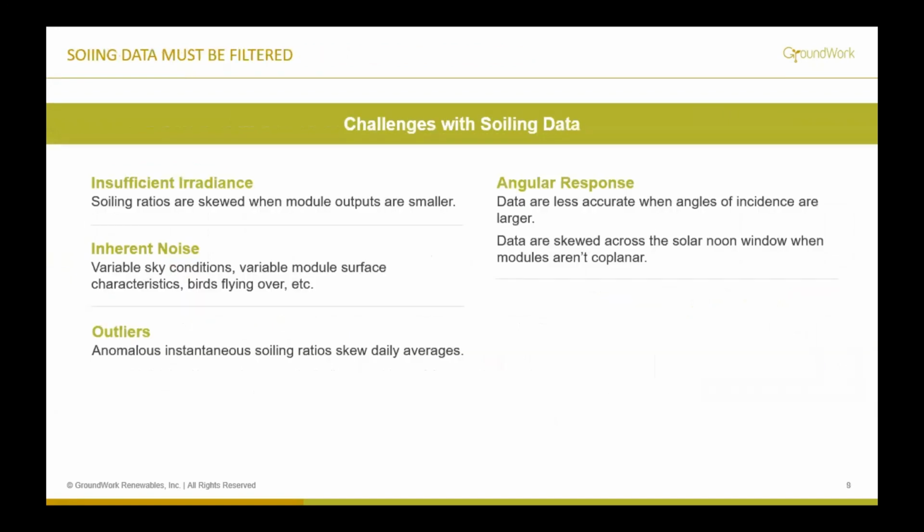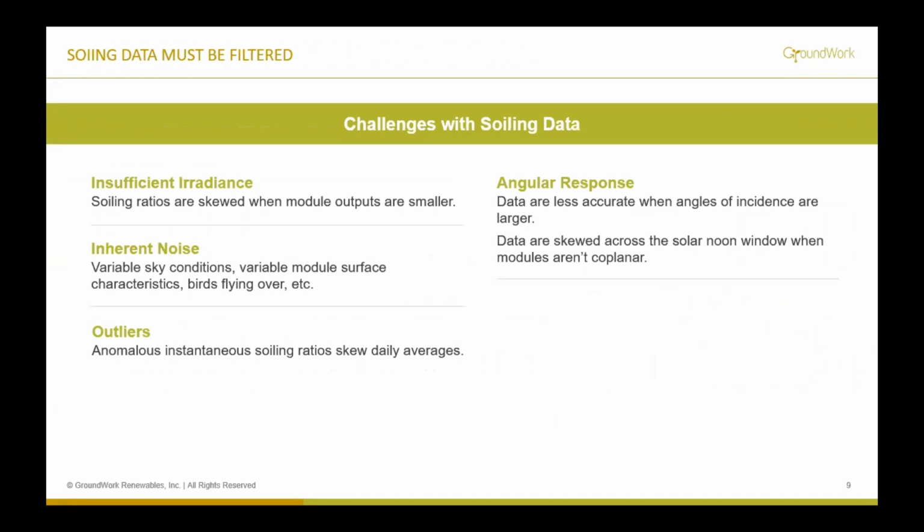Let's talk about the things that contribute to those error bars. Incoming irradiance needs to be sufficient to generate a strong enough signal to overcome the noise. When irradiance levels are low, module outputs are small, and when you're taking a soiling ratio, you have a ratio of two small numbers. You tend to get a lot more variability in those numbers.